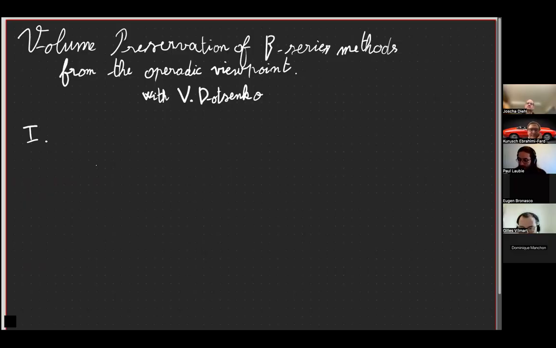Okay, so I will write the plan. First, I will introduce B-series and aromas. So this is the actual numerical analysis, and everything else is combinatorics and algebra. Then I will speak about combinatorics and species.